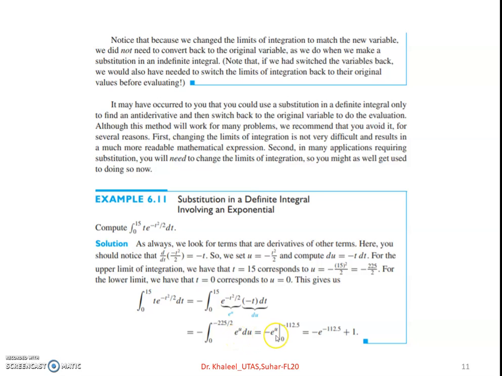Integration of e raised to u is this, right? There is a minus, don't forget. Then I put u equal to this, minus u equal to this. e raised to 0 is 1. The second term is 0 plus, because there is a minus here. So minus this plus 1.